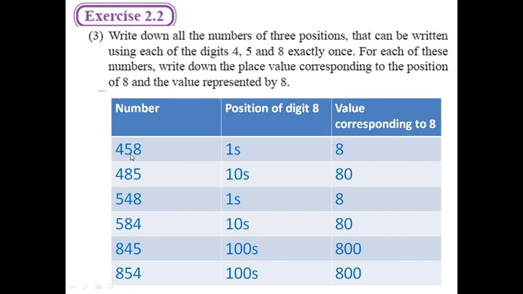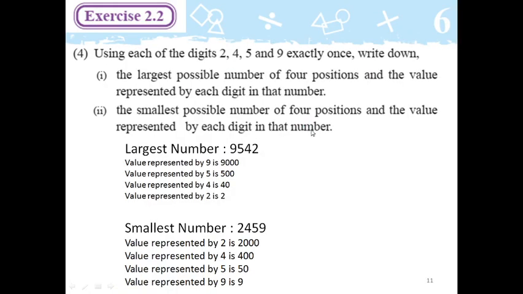What is the position of digit 8? In this number 8 is in the ones position and the value is 8 into 1 is equal to 8. Okay, so you can continue this and check the answers. Here the last fourth question. Using each of the digits 2, 4, 5 and 9 exactly once, write down the largest possible number, the smallest possible number of 4 positions and the value represented by each digit in the number.